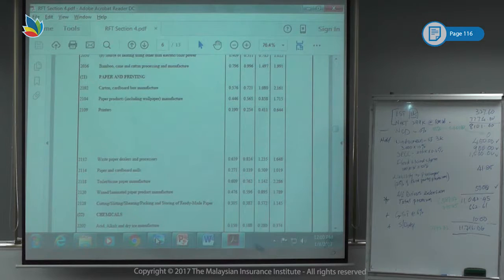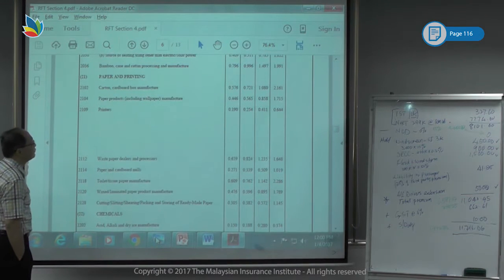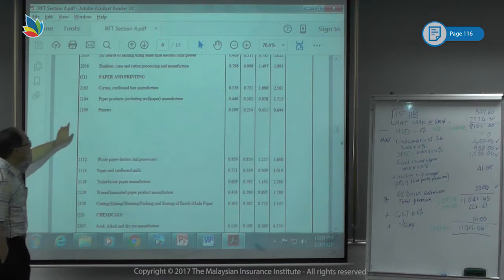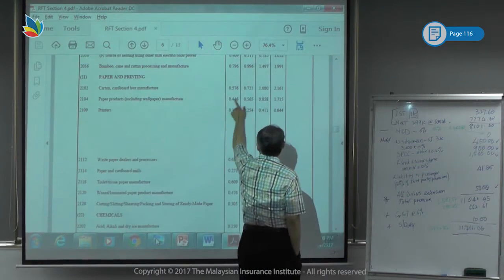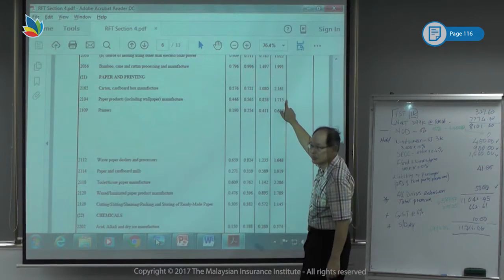it is not considered as paper carton box. It is either paper product or printer. Here they don't have magazine. So the nearest, you have to choose between these two. Which is the higher risk? 2104 is the higher risk. So you will have to take the rate based on this. Though it's also printing, you cannot use the other because you have to take the higher risk.